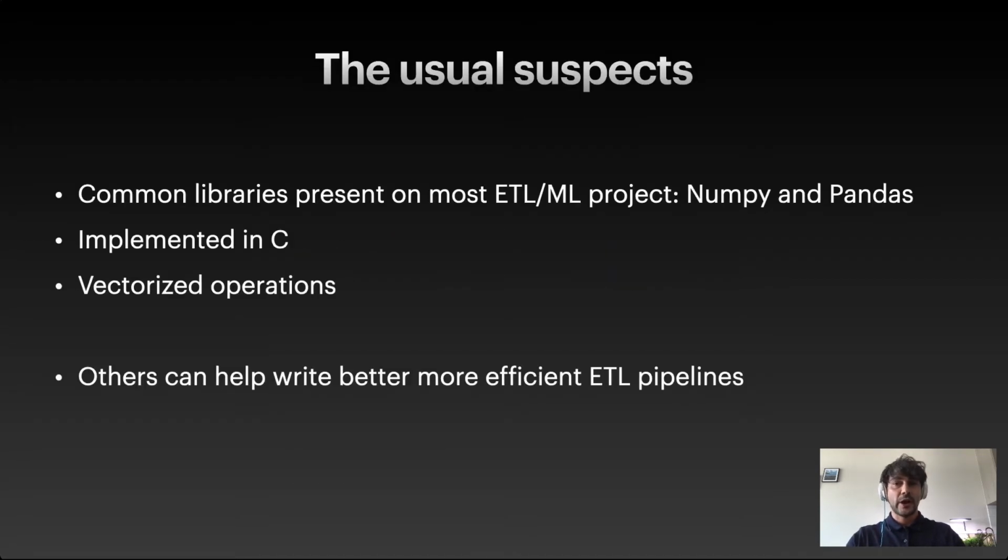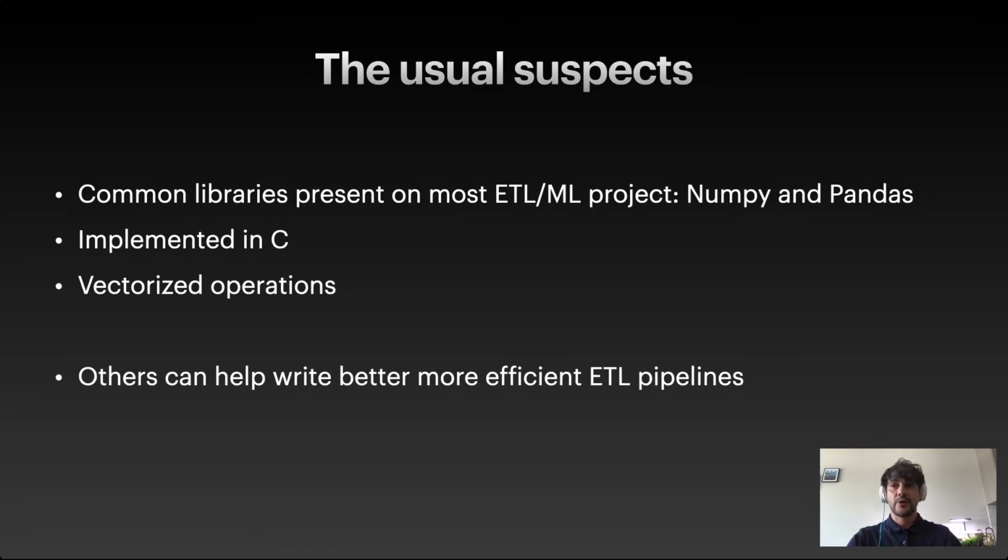So typically what you have, I would say in 90% of the cases, is NumPy and Pandas. They are both implemented in C, and they both implement vectorized operations, which allows them to get really high speed on certain operations and be really efficient in terms of memory as well.